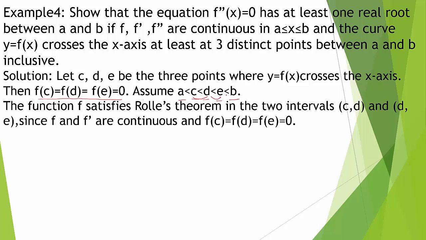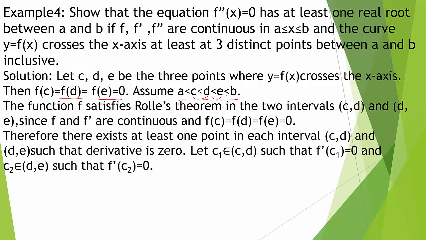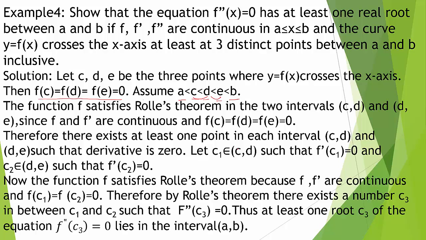Since f and f dash are continuous and f of c equal to f of d equal to f of e equal to 0, there exists at least one point in each interval CD and interval DE such that the derivative is 0. Let c1 belong to CD such that f dash c1 equal to 0, and c2 belong to DE such that f dash c2 equal to 0.